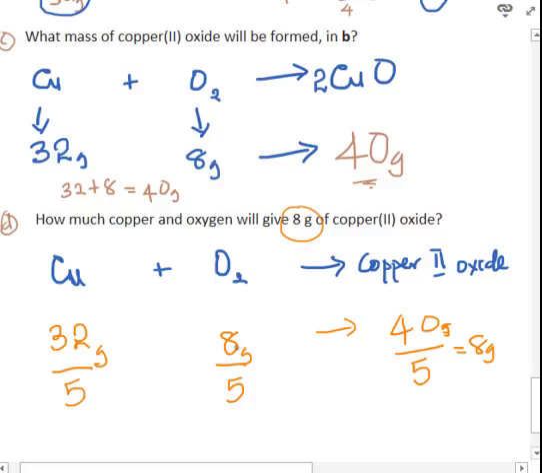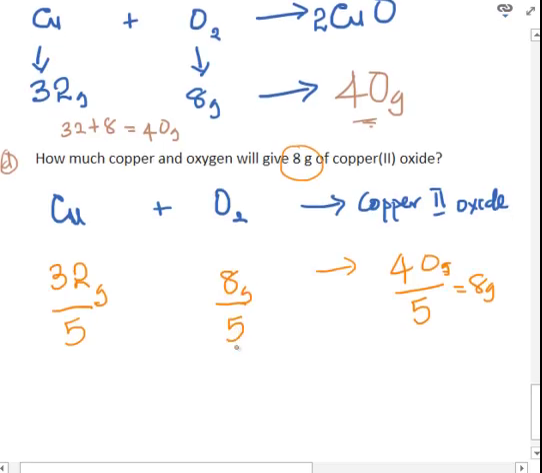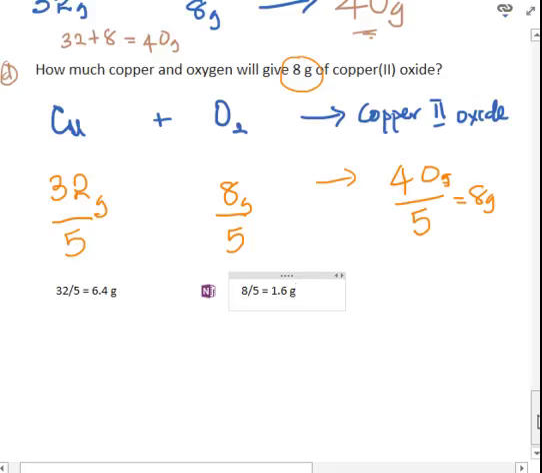So if you divide this one by 5, what are we going to get? 32 divided by 5 will give us 6.4 grams, and this side, 8 divided by 5 will give us 1.6 grams. So it means 1.6 grams of oxygen will react with 6.4 grams of copper to give us 8 grams of copper 2 oxide.